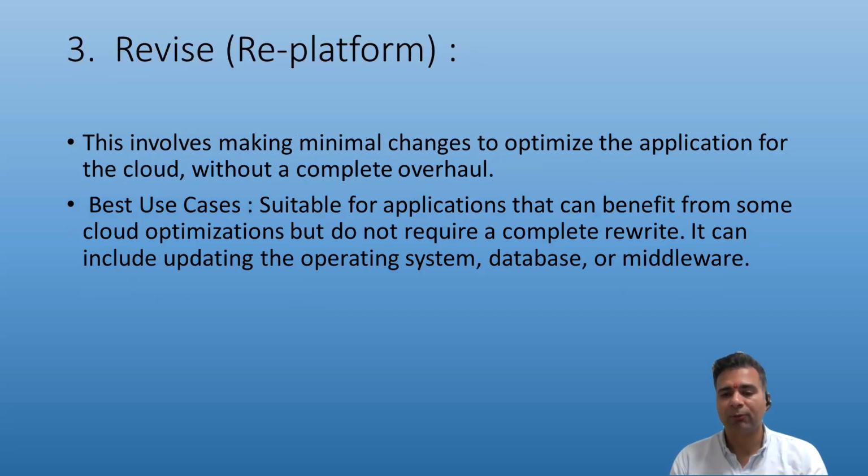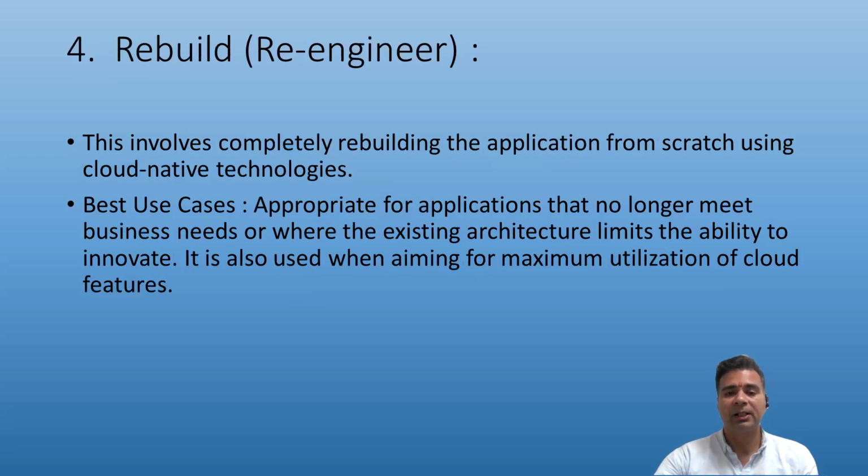Then we do the replatform, or revise. Replatforming involves making minimal changes to optimize the application for the cloud without a complete overhaul. One use case is applications that can benefit from some cloud optimization but do not require a complete rewrite. It can include updating the operating system, the databases, or any middleware. So this is the best use case for the third R, which is replatform.